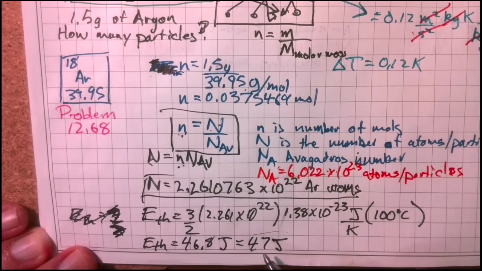Anyways, back to my can of Pepsi here. So 47 joules is the number it would take to explode a can of Pepsi.